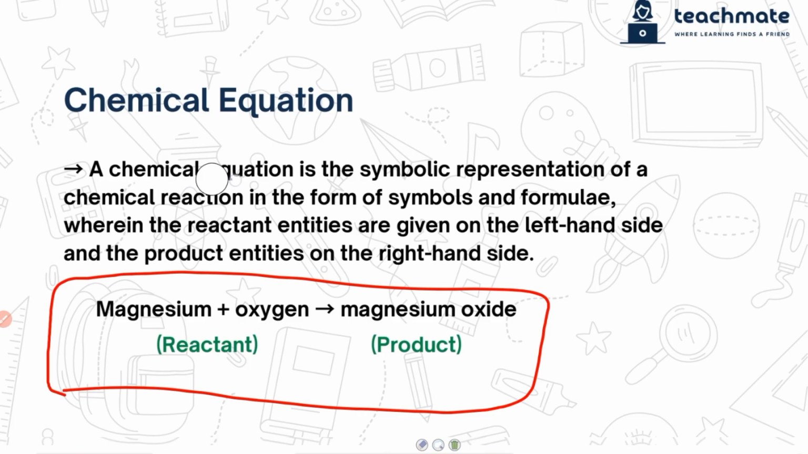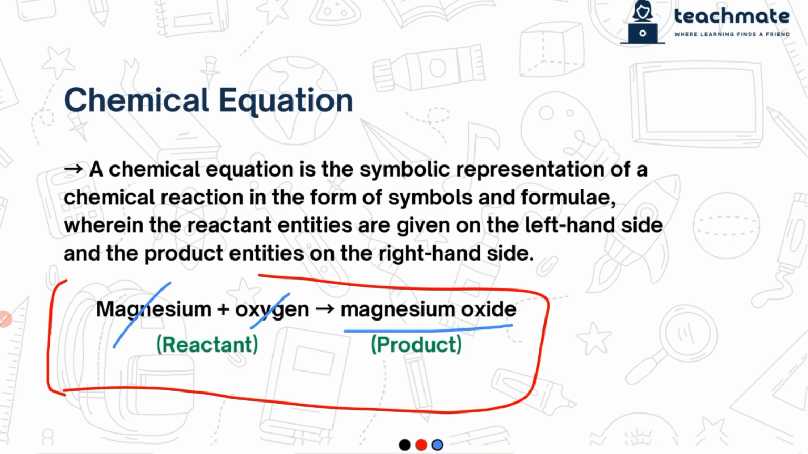A chemical equation is a symbolic representation of a chemical reaction in the form of symbols and formulae, wherein the reactant entities are given on the left hand side and the products are given on the right hand side. So this chemical equation is just the representation of a chemical reaction. When magnesium mixes with oxygen, magnesium oxide is forming. One chemical reaction is happening, magnesium and oxygen. Magnesium is a separate substance, oxygen is a different substance. Both these substances react to form magnesium oxide, a different product with different properties.